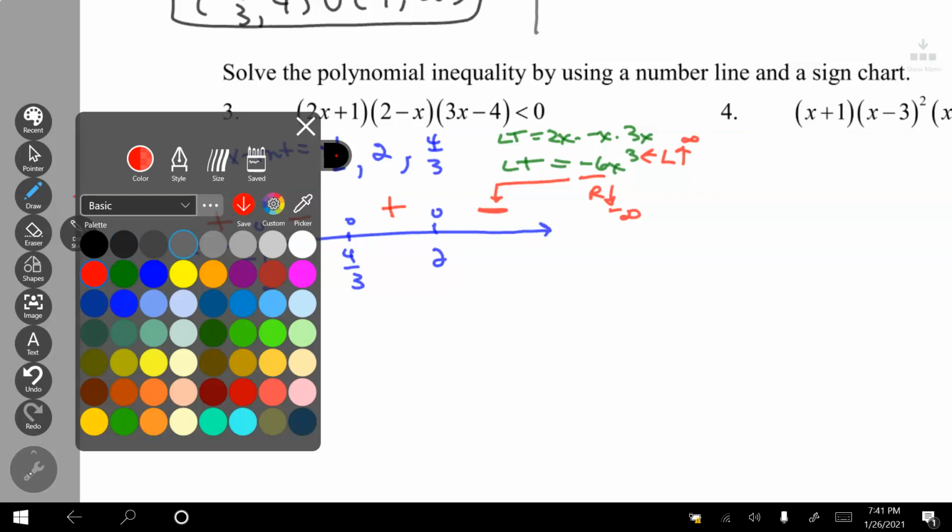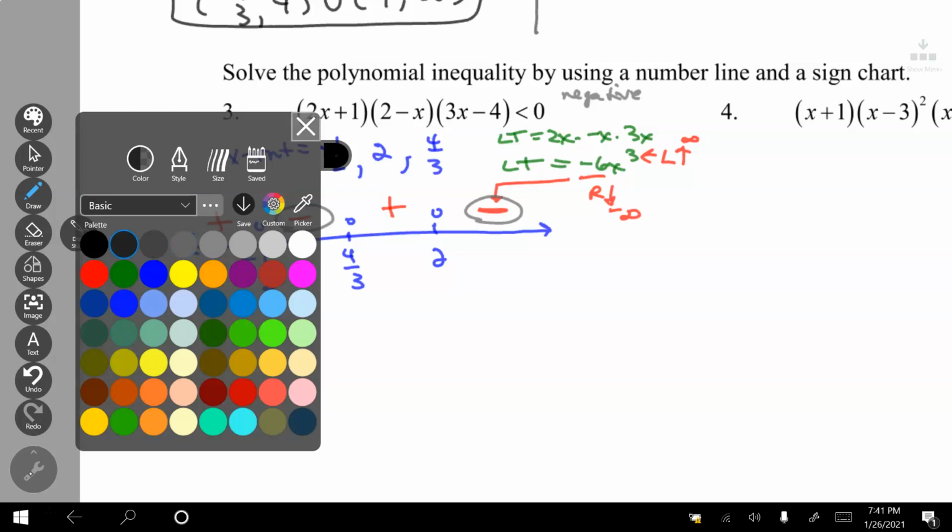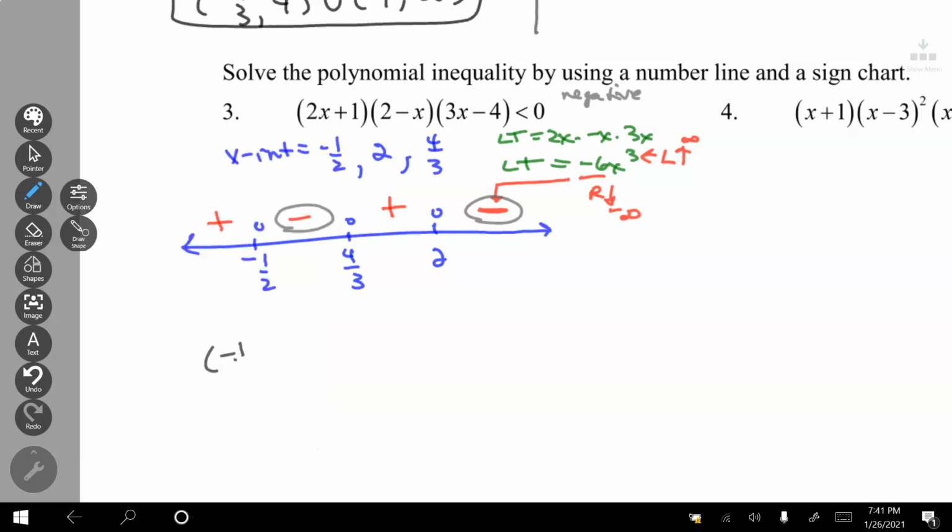But what am I really looking for? It says less than 0. That means I want the negative values. I want to know where it's negative, not including 0, just negative. So I'm going to circle the minus signs because that's where the function has a negative y value. And I'm going to mark those intervals down as negative 1/2 to 4/3, union 2 to infinity. And that is my result.